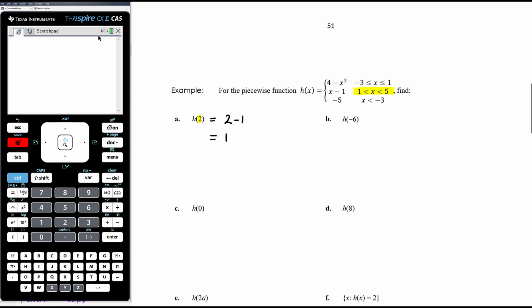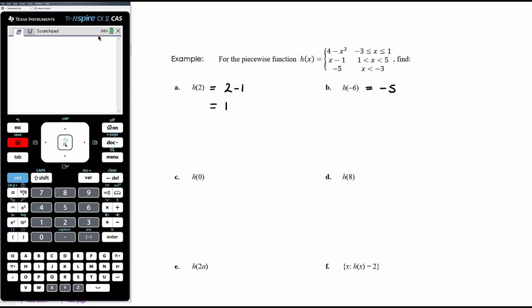Alright, h of -6. So -6 is in this part of the domain. And so therefore, this is the rule that we're interested in. So no matter what x is, h is always equal to -5, so h of -6 will be -5.